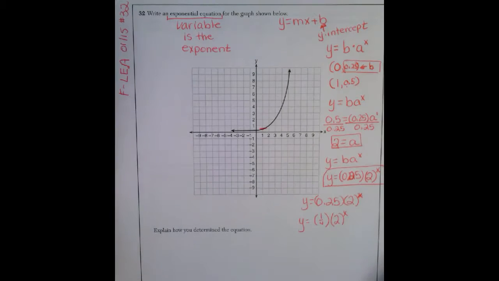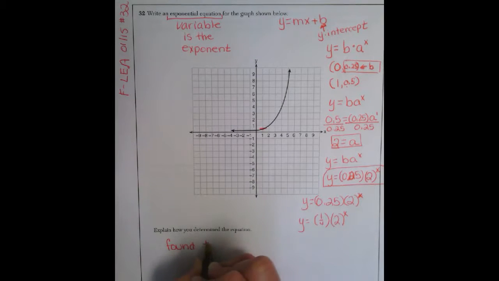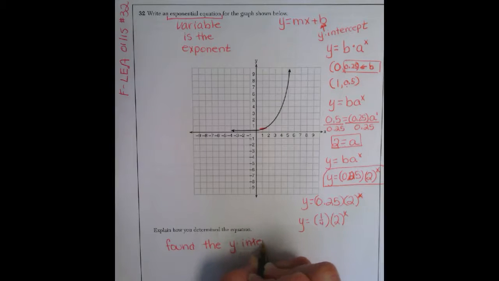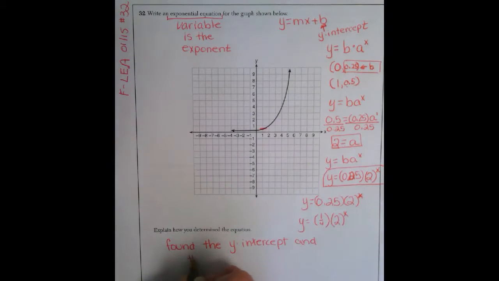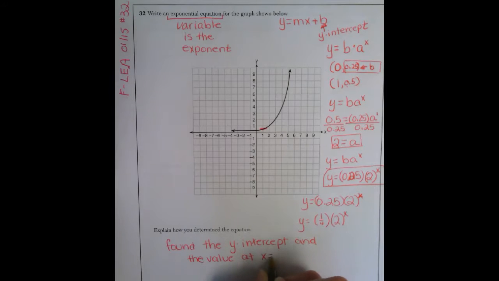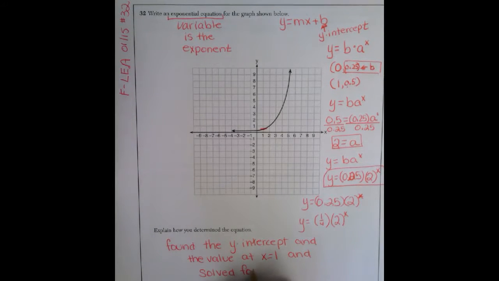Either way. So how did we determine the equation? We found the y-intercept and the value at x equals 1 and solved for a. And that's it. That's the conclusion of this problem. Great job.